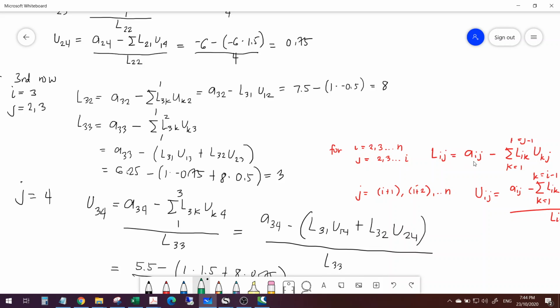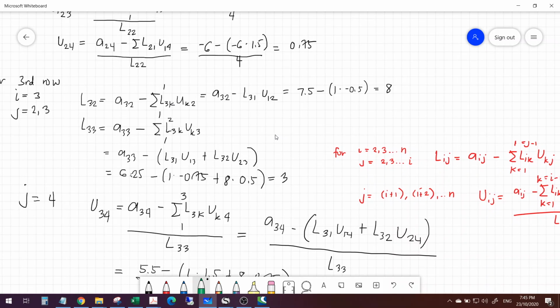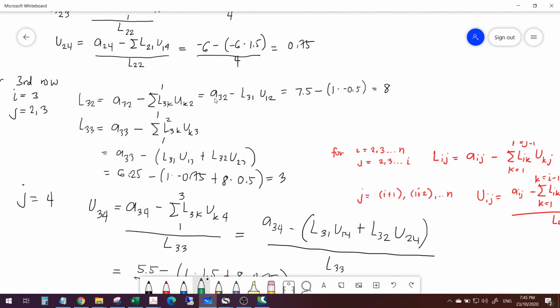Then if this is 32, A is 32. A32 minus summation of L3K UK2. Remember, K here is 1 to J minus 1, but J is 2, therefore 2 minus 1 is 1. Here our J is 3, therefore 3 minus 1 is 2. That's why in L33 this summation will now expand to 2 terms, unlike in L32, because your J is only 2, your summation here is only 1 term. So A32 minus L31 U12. Then simply get the values of this in the L and U matrix, substitute, then you will find it.